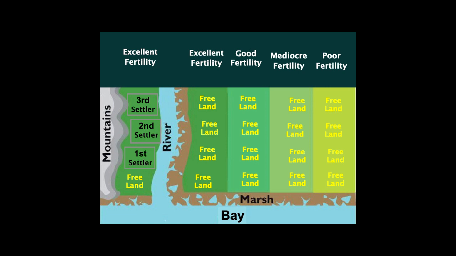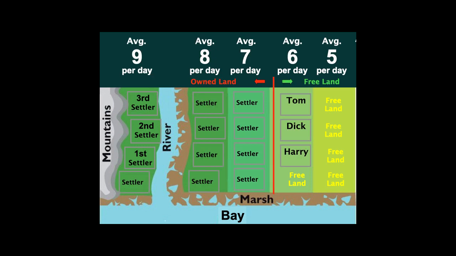Now, a third settler comes along. And the question is, do these two settlers have any advantage over the newcomer? The land is just as fertile, excellent fertility. It's just as close to the river, so that for transportation and trade, for fishing, they're in the best position of all. But still, title to land gives them no advantage over somebody who comes and takes the land that's free. What would you say to the Tom, Dick, and Harry?